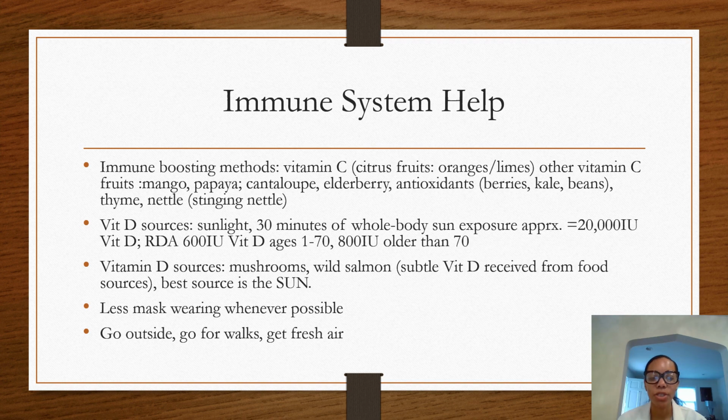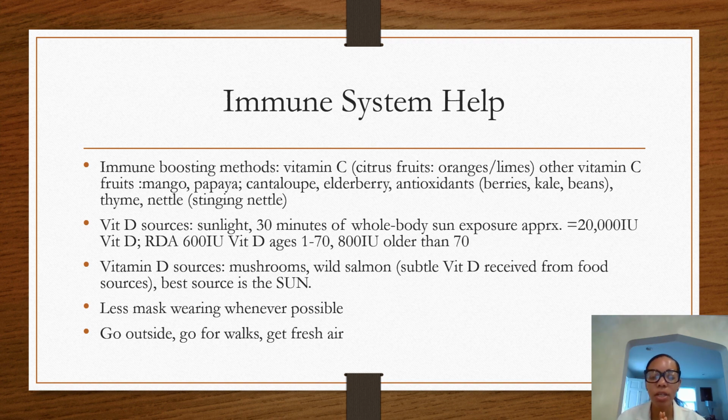And vitamin D sources are mushrooms, wild salmon. Now you know your girl is vegan, but I go ahead and put that out there for those that follow me who aren't vegan. So something for everyone. And remember I said that you get subtle vitamin D received from food sources. The best source is going to be the sun.